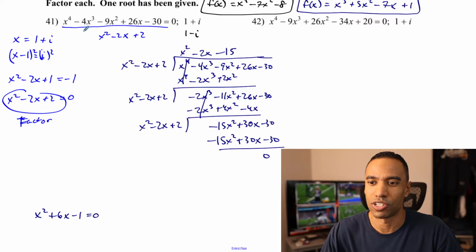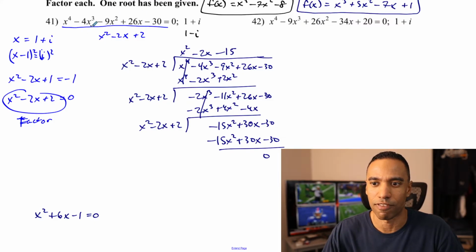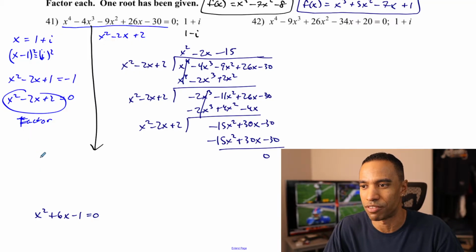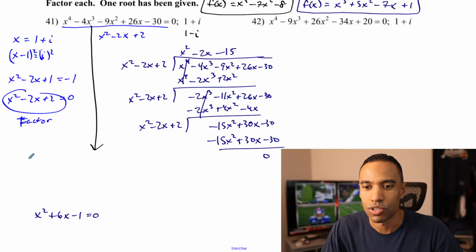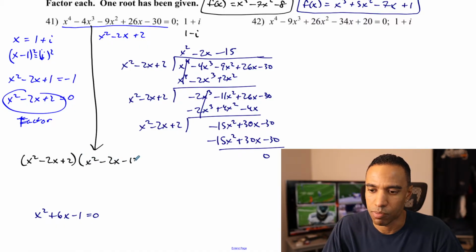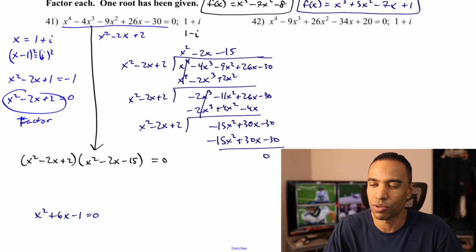So this factor is now down into, because it just asked us to factor, right? Didn't ask us to solve, but it's not a problem if I do. Hey, I solved the other ones. This is fine. So this factors into x squared minus 2x plus 2 times x squared minus 2x minus 15. It does say equals 0 there.